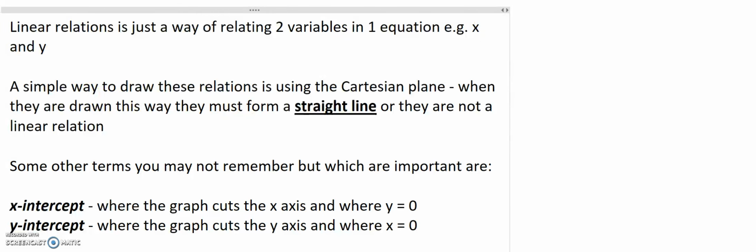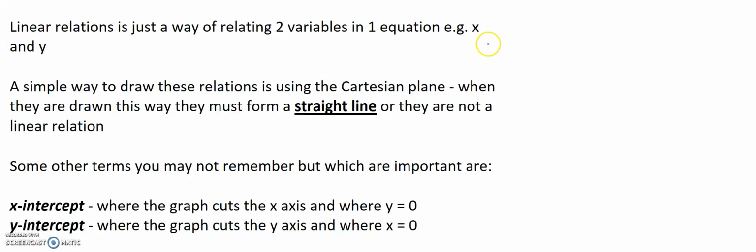Example, x and y. So an example of two variables in one equation could be something as simple as 2x plus 4y equals 9. That's a linear relationship. It tells us the relationship between the x variable and the y variable.